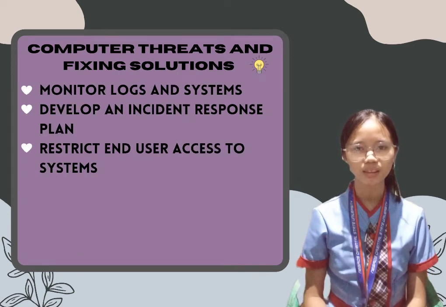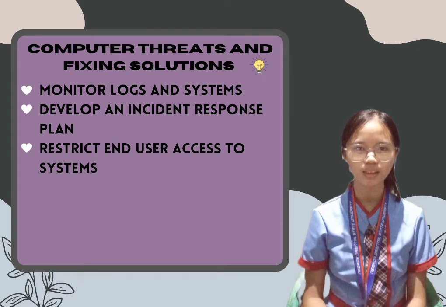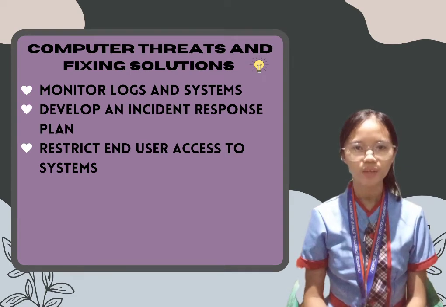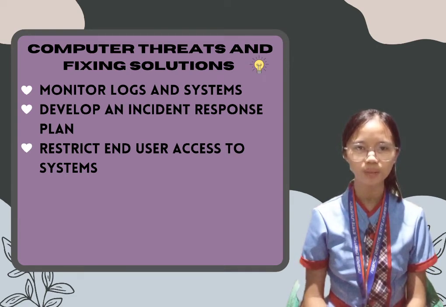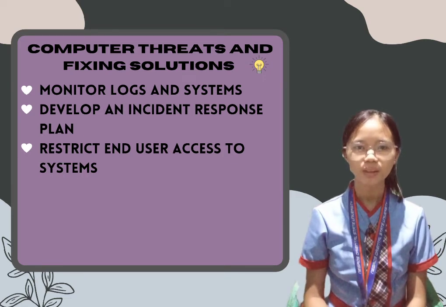Next, monitor logs and systems. Regular monitoring of networks and system logs can assist in the early identification of a computer virus infecting the network or other attacks by criminals. Then, develop an incident response plan. Knowing what to do when a computer virus enters the network or when you suffer a security breach is critical to minimize the damage they may cause, both to the business and also to customers and suppliers. Lastly, restrict end user access to systems. Where possible, end users should not be given administrative privileges to their workstations.